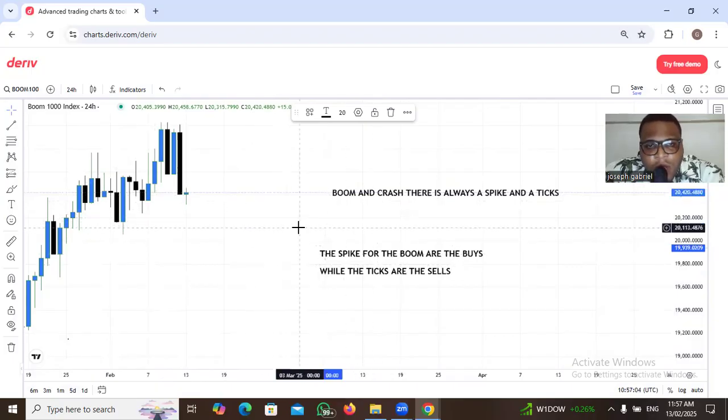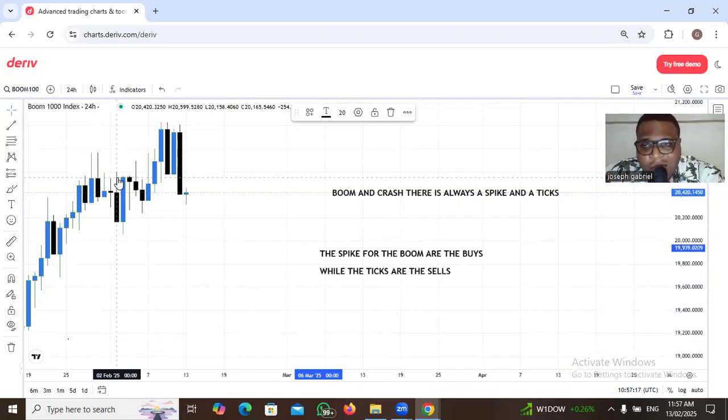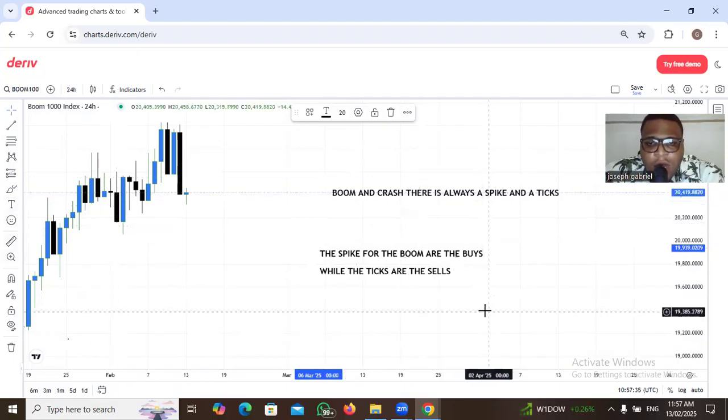Any boom, because we have so many booms. We have boom 1000, boom 500, boom 300. For those of you who are conversant with this asset, you know what I'm saying. We have boom 1500, 300, 900, 600. These are the new boom and crash. We have the same thing in the crash that we have in the boom, so the two assets are opposite, though there are spikes and ticks. I'm going to explain that for the crash. I don't want to make this video too long anyway.